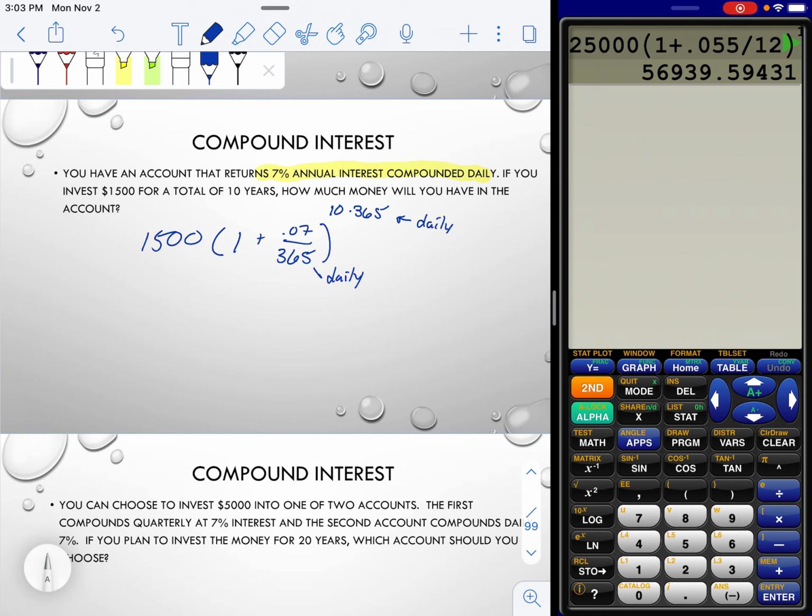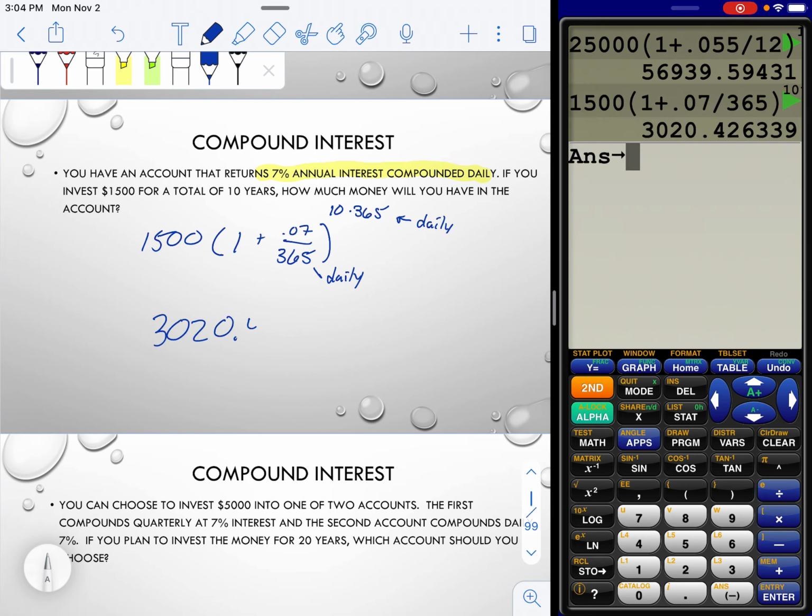So if we crunch the number, 1500 times 1 plus 0.07 divided by 365 raised to the 10 times 365, $3,020.42. Once again, some of you might be like, whoop-de-doo, 10 years, I maybe could have used that 1500. Well, what if it was 15,000? You can continuously add money to your investments, but this is just the compound interest formula. If you put that amount of money in and you don't touch it, that's what you get out after 10 years.